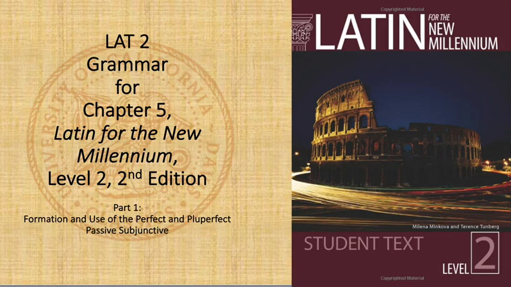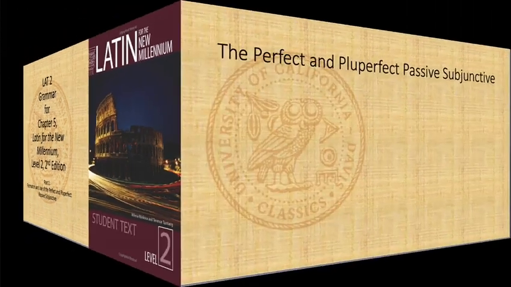Latin 2, Grammar for Chapter 5, Latin for the New Millennium, Level 2, 2nd edition, Part 1 of the Chapter. 5 Grammar: Formation and Use of the Perfect and Pluperfect Passive Subjunctive.